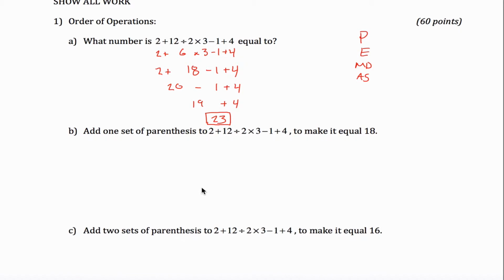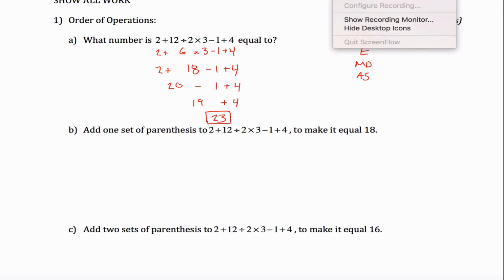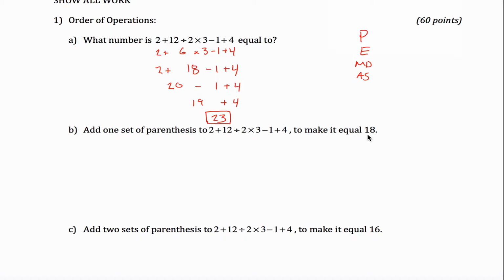Okay, now I'm asked to add one set of parentheses to make this thing equal to 18. So I want it to be 5 less than what it currently is. I don't know if it helps to think about it that way. One way you can come up with this, the trick to making this thing equal to 18, is if you throw the parentheses here. I think this works out. And maybe you just get this as a guess and check thing.